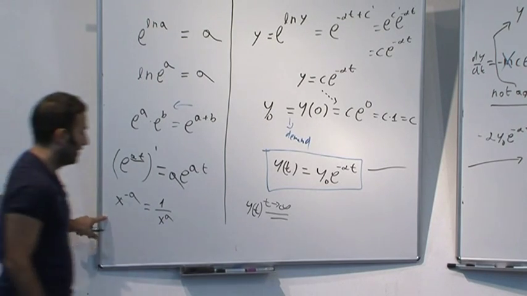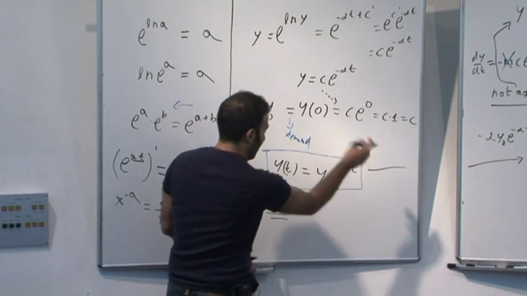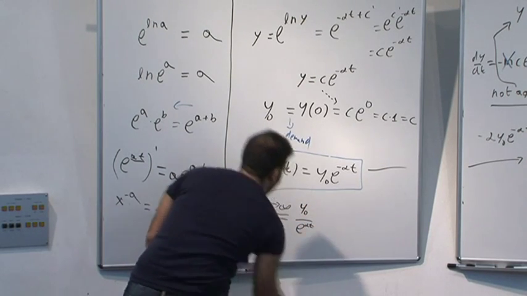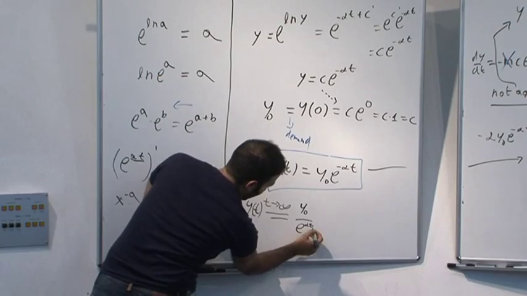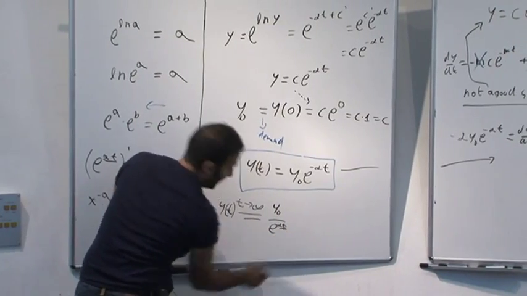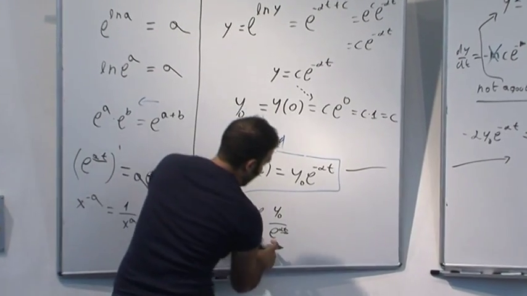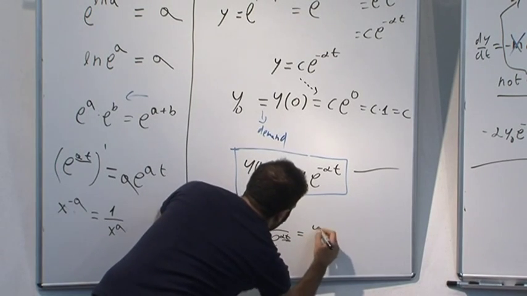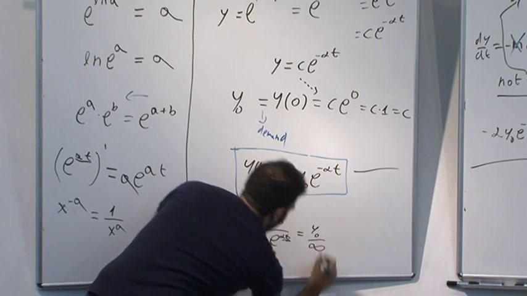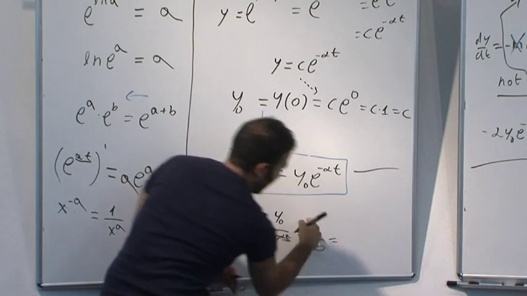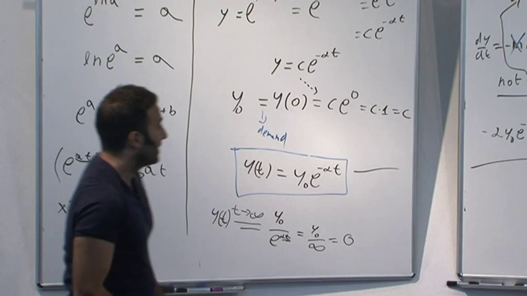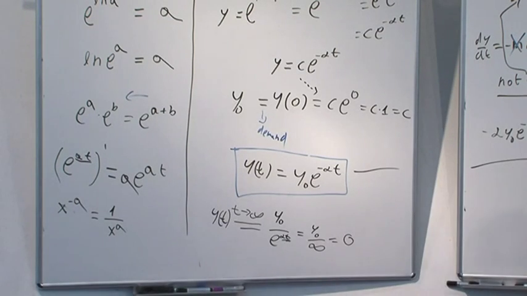So here also we have alpha t. So this is equal to y0 over e to the alpha t. And if t is infinity, then alpha t is infinity, and e to the power of infinity is infinity. So we have y0 divided by infinity, and a constant over infinity is 0. Okay? So we can look at it.